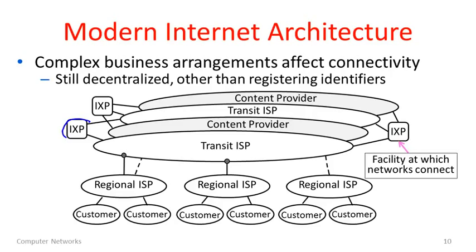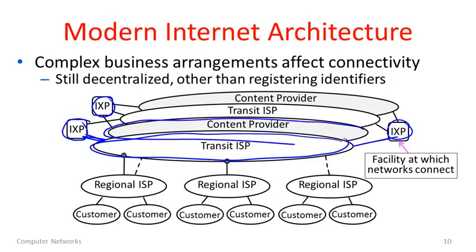You can see here I have the IXPs as the point of interconnection and different transit providers. Here's a transit provider. This is like a big ISP. They connect to different IXPs, and content providers also connect to the IXPs. So what you might have now is that content is going from here through an IXP to a transit provider and then down to a particular customer.